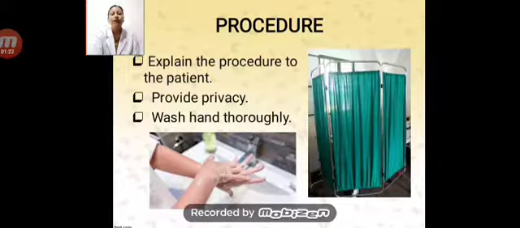So for the procedure, we first have to explain the procedure to the patient, and we also have to provide privacy by giving a screen. Then, before going to the procedure, we have to arrange all the articles required for the procedure and wash our hands thoroughly with soap and water.